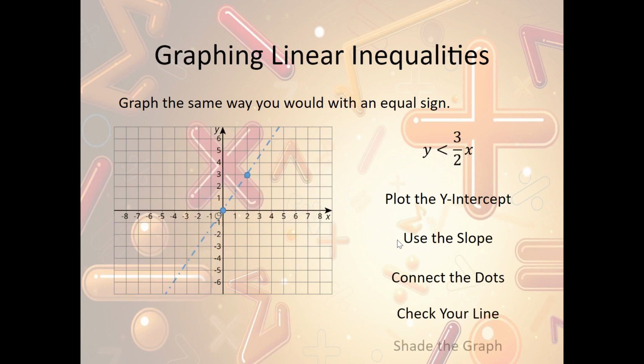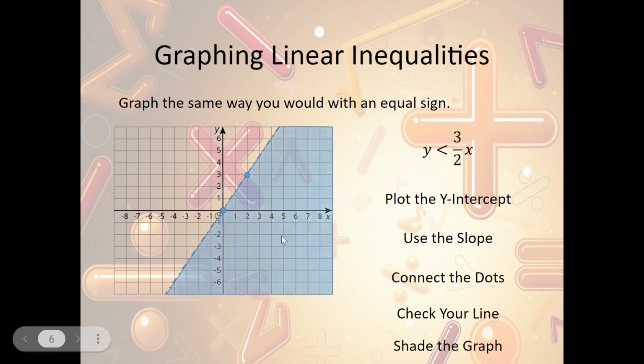Now I just need to shade it. So it says y is smaller than the line, so I'm going to go along my y-axis and find where it meets the line, which is here. And I want all the y's that are smaller. All of those are down here, so I'm going to shade everything on this side of the line.